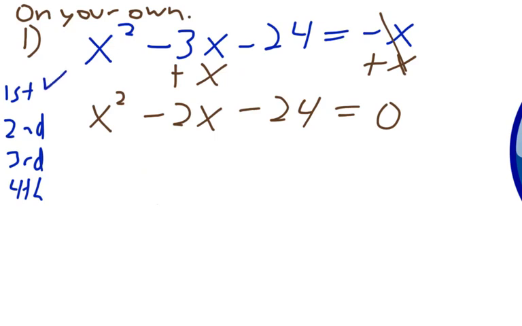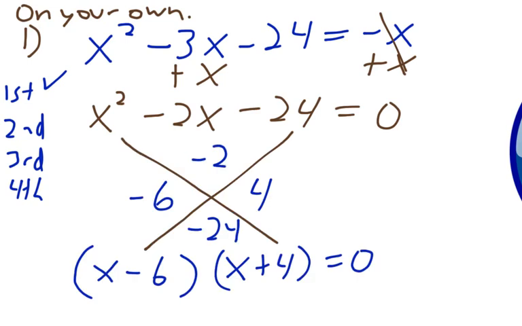All right, first step, we set it equal to 0 by adding the x to both sides. Second step, we used AFM. So we added to get negative 2. Our factors are negative 6 and 4, and they multiply to give us negative 24. And we got x minus 6 and x plus 4 equal to 0.